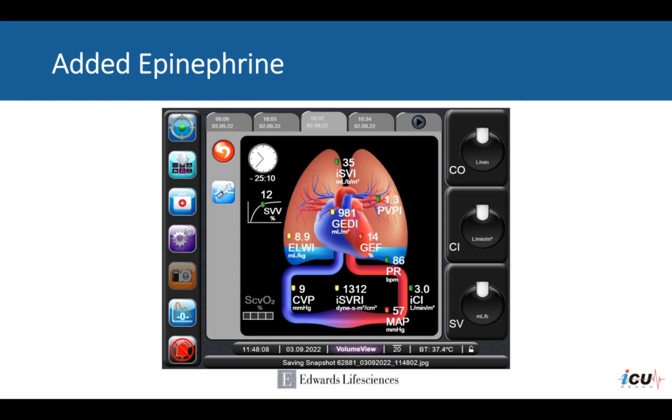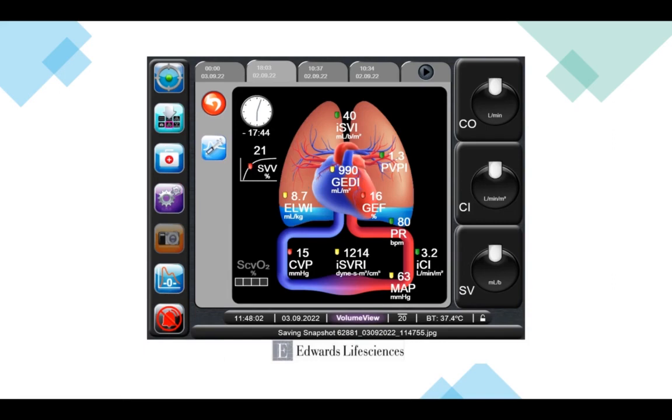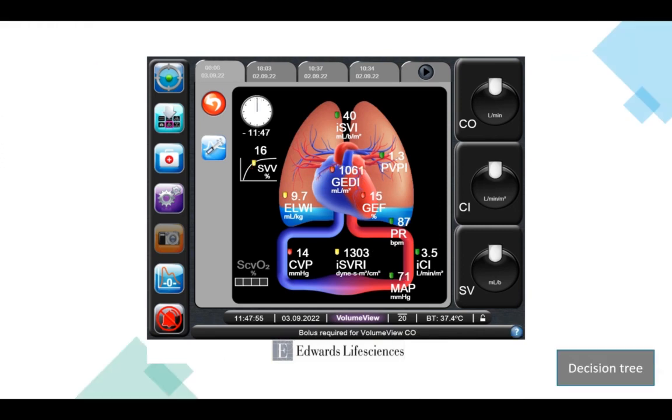And the agent that combines these together is epinephrine. So with epinephrine, you can improve the mean arterial pressure, you can improve the systemic vascular resistance, you can improve the cardiac index at the same time without affecting, of course, the preload. This patient stabilized and was discharged from the unit.